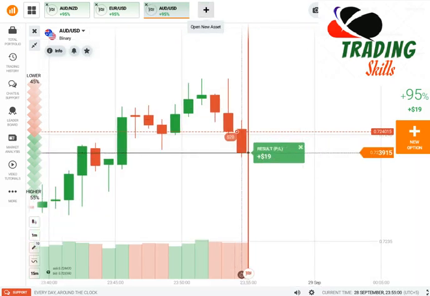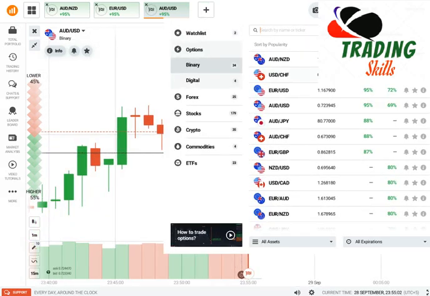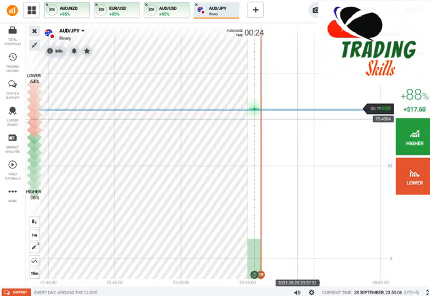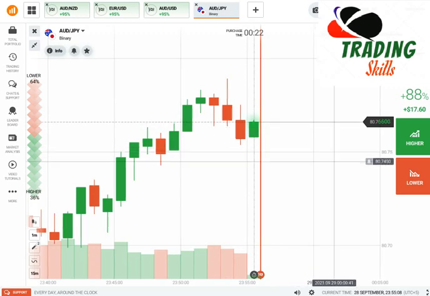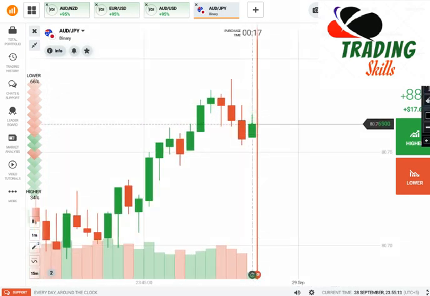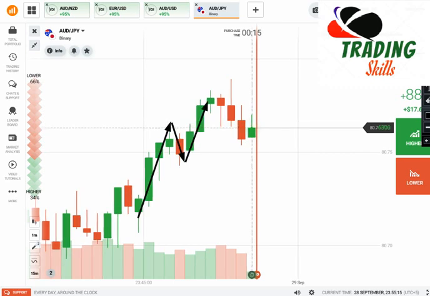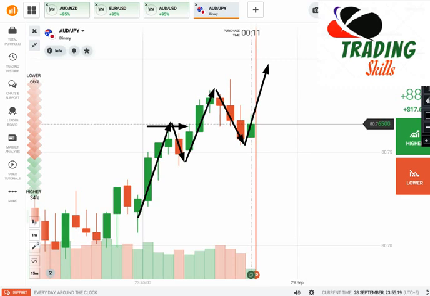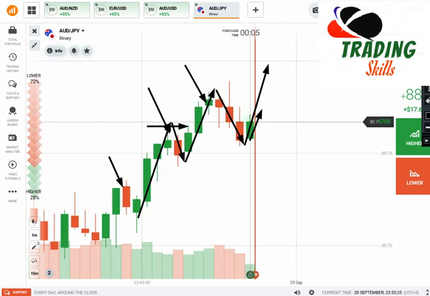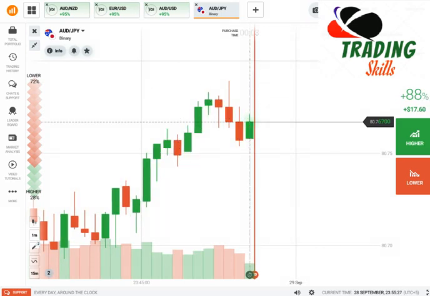So this was AUD/USD, so I need to analyze another market. Okay, so in AUD/JPY, let's see what happens here. You can see the minor movement of the trend is in higher high movement, because you can see higher high, higher high, higher high. Again market goes up. We can go here with the buyers too.